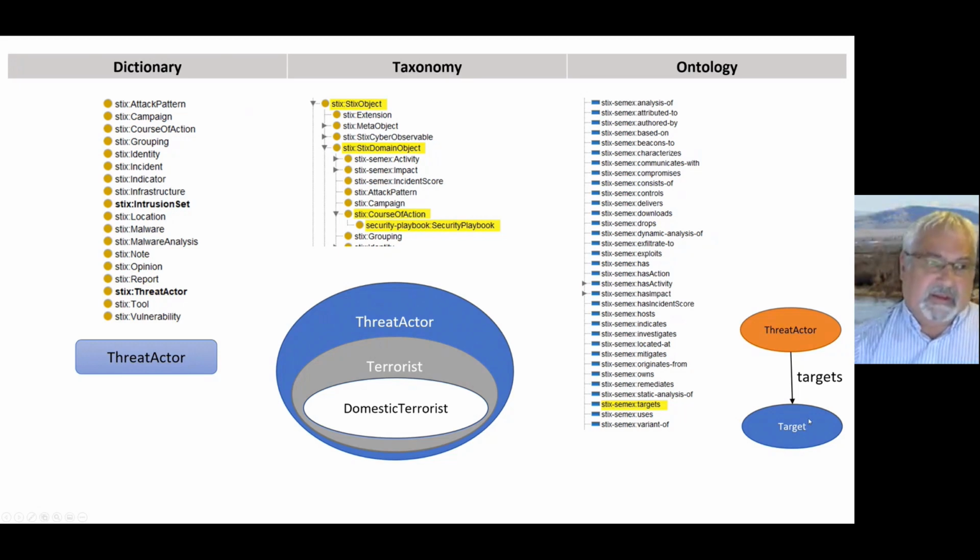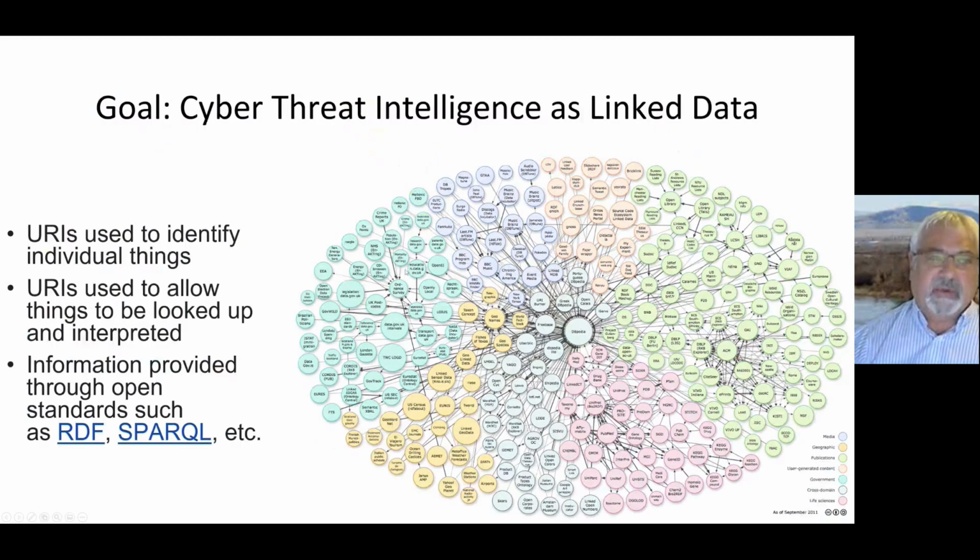What's our goal with this? The goal is to create cyber threat intelligence as linked open data to provide a pool of information in our domain, threat intelligence, that's accessible with common off-the-shelf, mature, mainstream software. So we've got individual IRIs that are accessible, they can be looked up, they can be interpreted, and that information is provided in standards such as the Resource Description Framework and accessible with queries like the SPARQL query language.